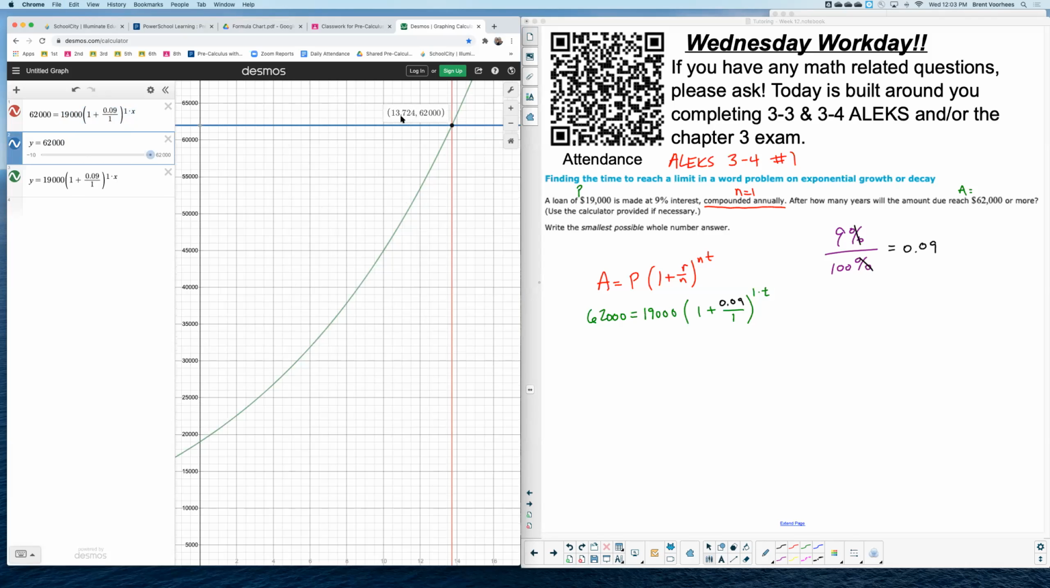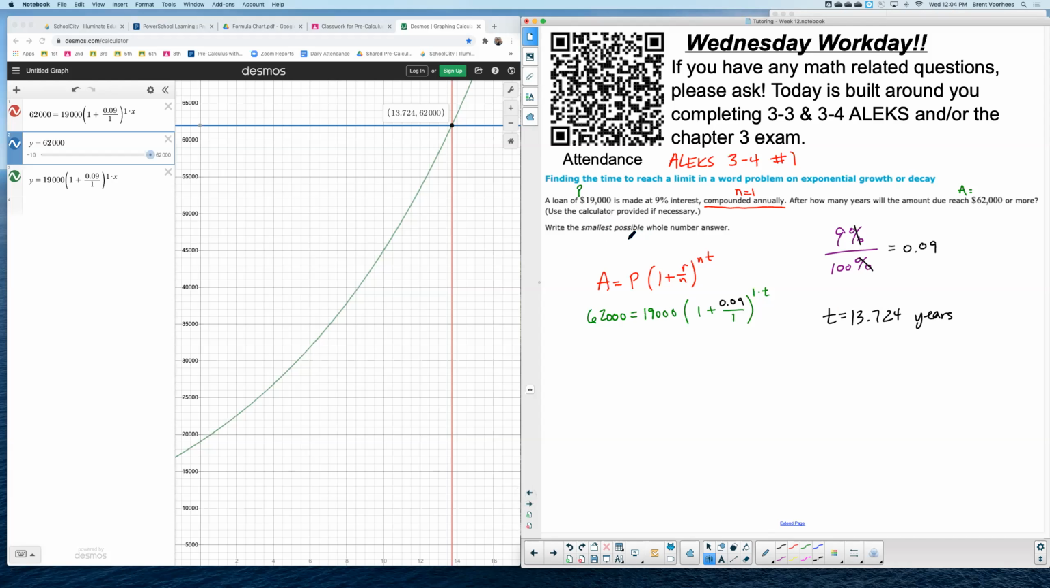So the answer is 13.724. Sorry, I dropped a pen here. So t, I'll write it over here, t is going to equal 13.724 years.